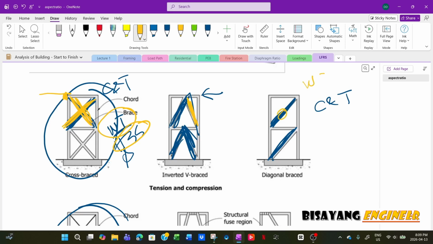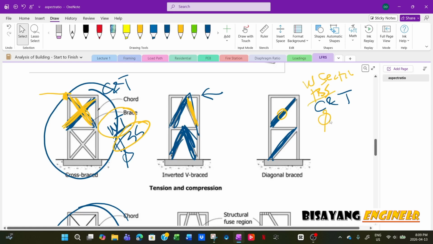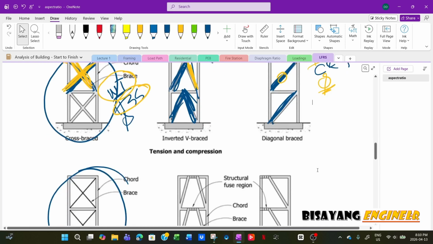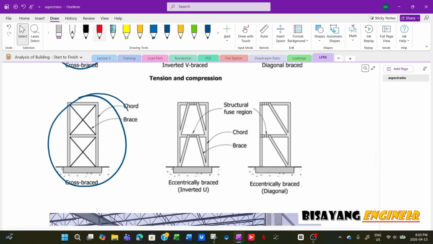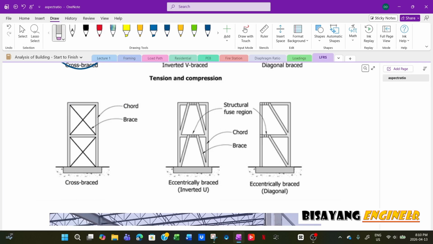It could be W section or HSS or pipe. When I say HSS, that's the rectangular or square tubing, and the pipe is still called HSS, hollow steel section. Now this particular type of bracing only resists tension. So this is a tension rod. It could be a cable or a tension rod. So it only resists tension.